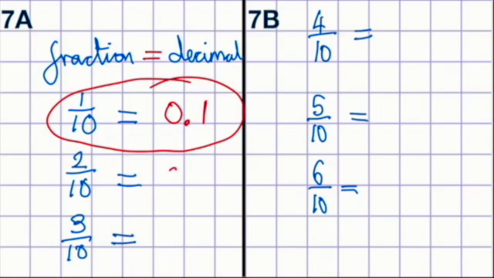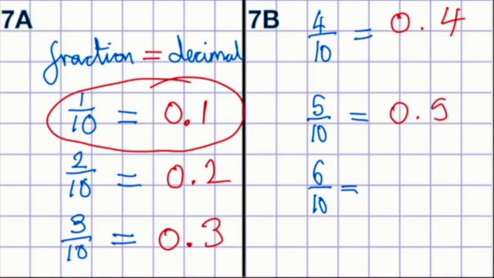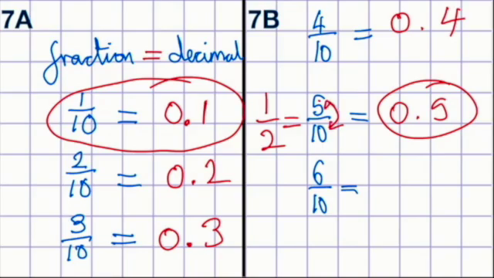So 2/10 is 0.2, 3/10, 0.3, 4/10, 0.4, 5/10 is 0.5. Now, we've already seen 0.5 as a half, and that is because 1/2 is the same as 5/10, because look, 5 is half of 10, and 6/10 is 0.6.